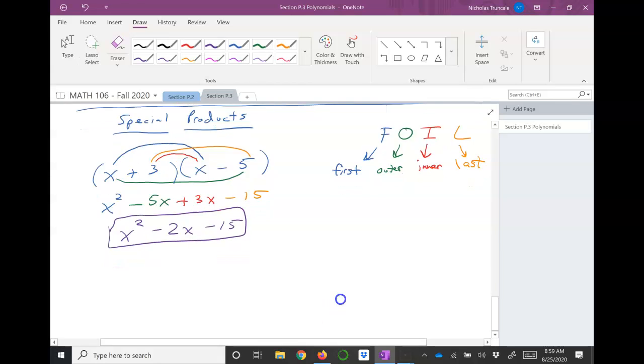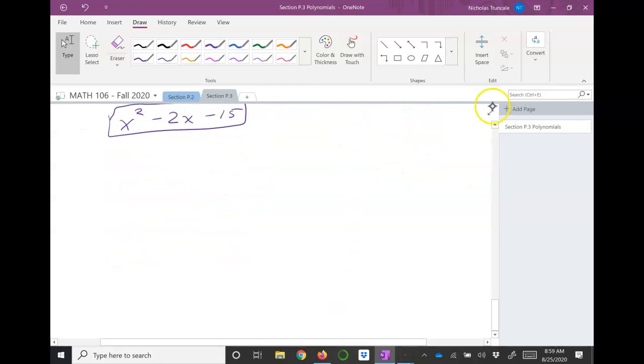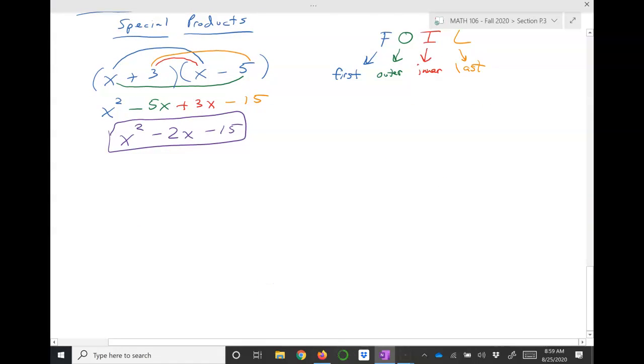All right, let's try another one. I could probably get rid of all those colors. There we go. Here's another one. Now for FOIL you have to have two binomials, right? That's the special case. That's why these are special products. Let's take 5x minus 6 and multiply it by 2x squared plus 5. You see that the second binomial has an x squared term and the first one doesn't, but that's okay. We're multiplying, so it doesn't matter.